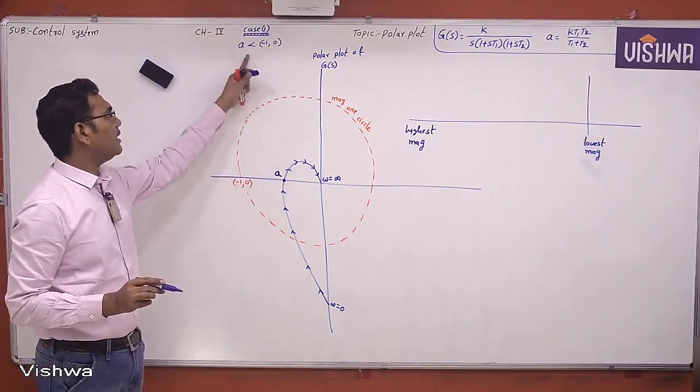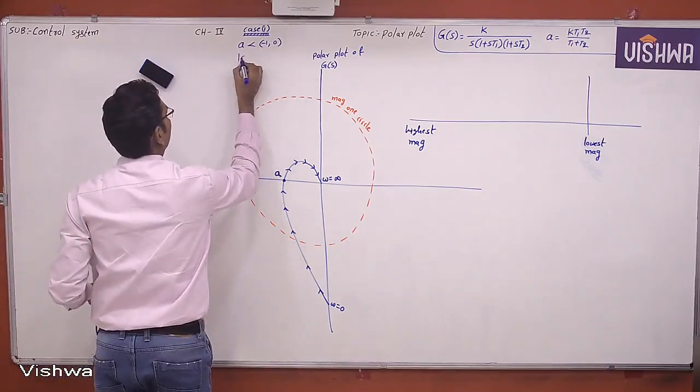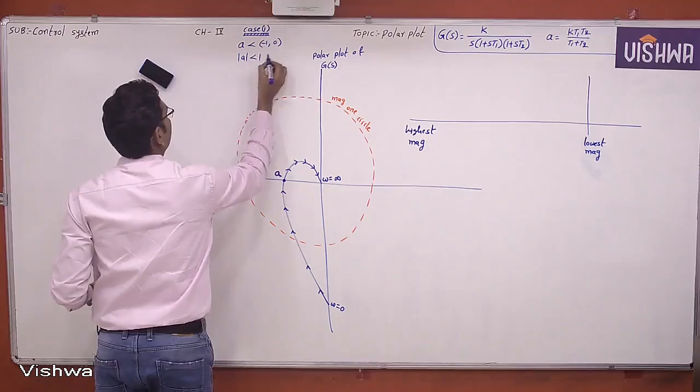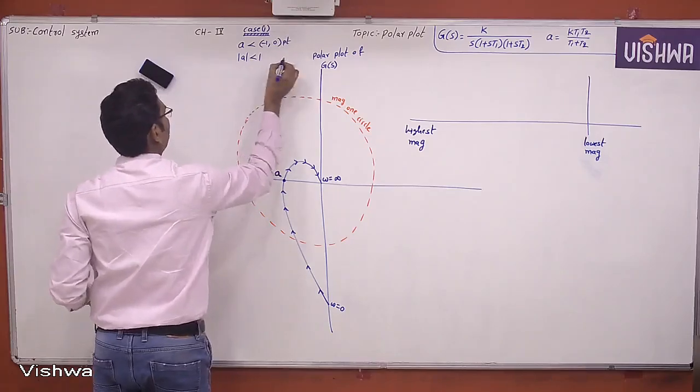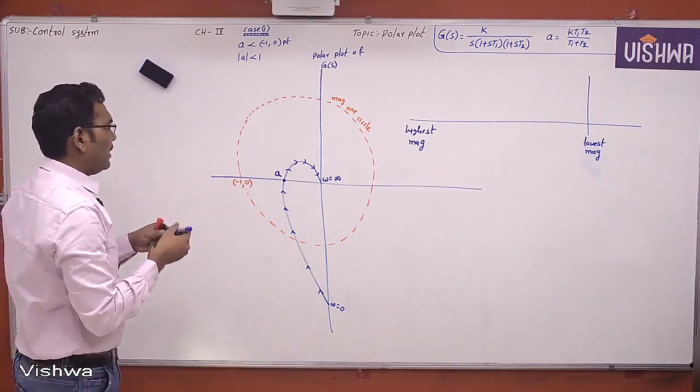That's what I am writing: A is less than minus 1 comma 0, and the magnitude of A is less than 1. This is the minus 1 comma 0 point magnitude. This is case 1. Now you tell me what happened.